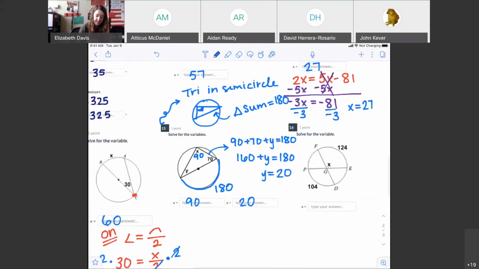All right, on number 16, since my vertex is inside of the circle, my angle is going to be equal to my intercepted arcs added together divided by 2. Go ahead and try number 16.